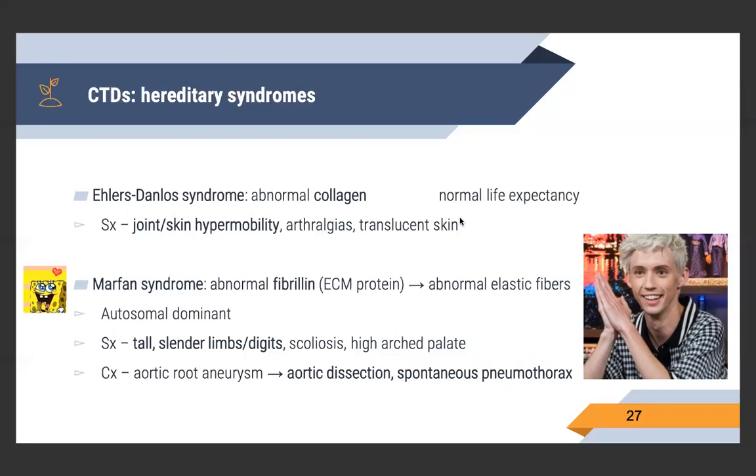This is Marfan's, where you get abnormal fibrillin, if I can pronounce it, and it's a connective tissue thing. It's autosomal dominant. You get tall, thin, basketball players, and long digits, scoliosis, high arched palate. We all know this from the cardio exam. Complications, two big ones: aortic dissection, but also spontaneous pneumothoraces, for which we can't do too much. So that's a scary one.